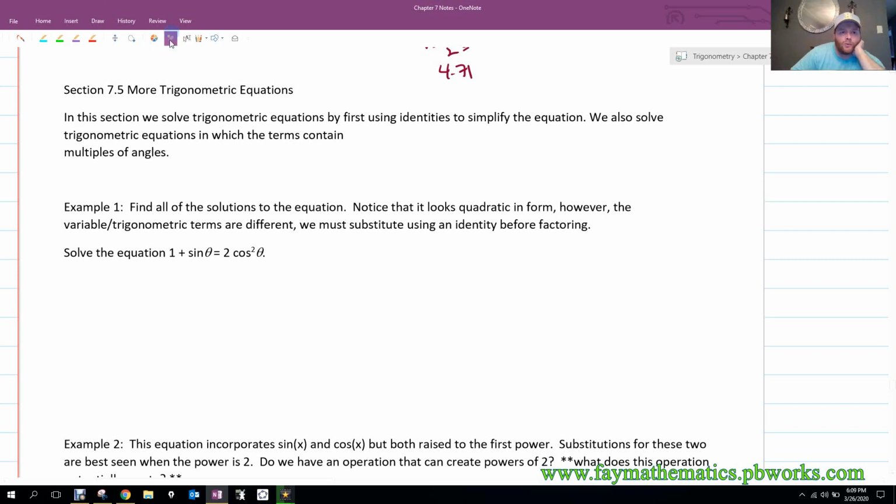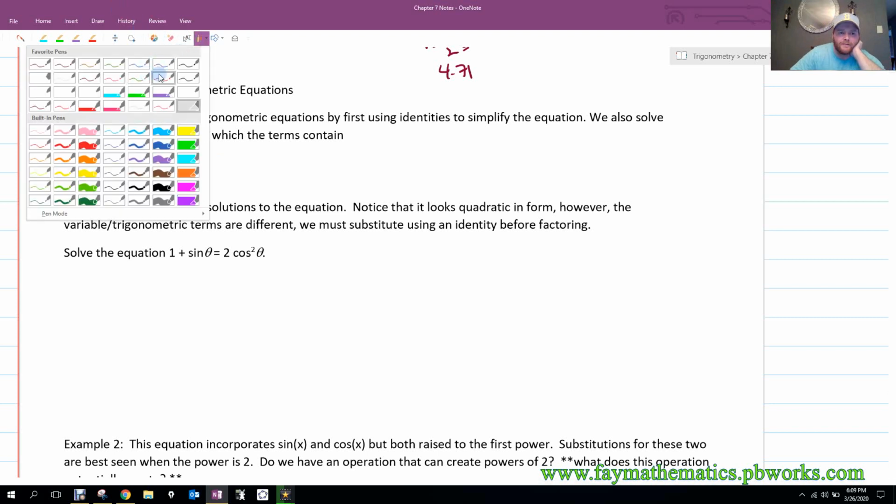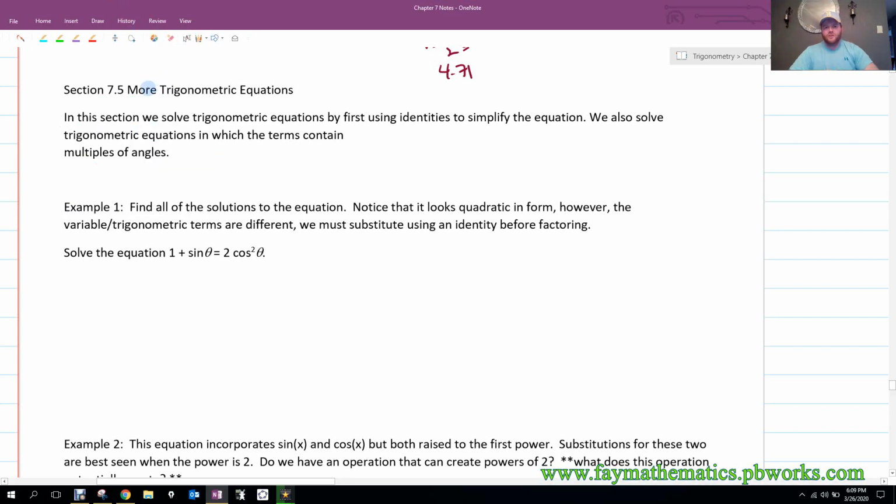All right, guys, working on 7.5. It's really an extension of 7.4. Some textbooks put them together. Just a couple different types of trig equations to work on here.